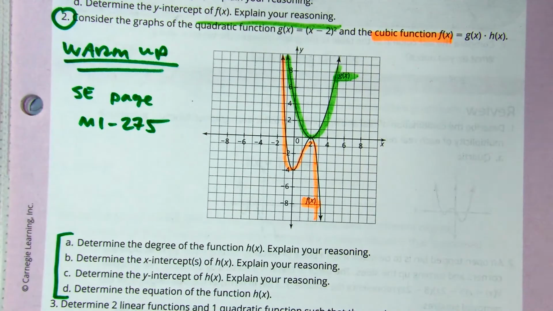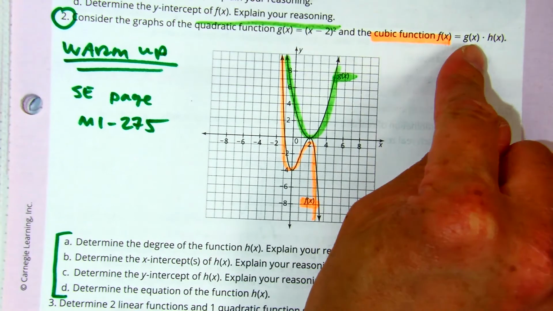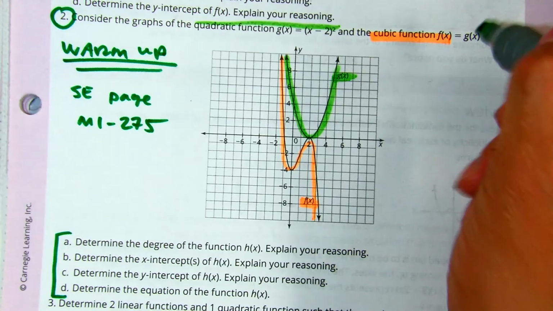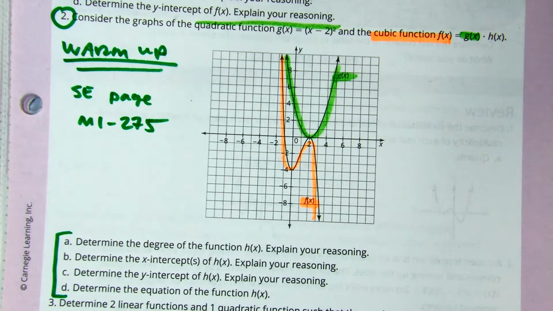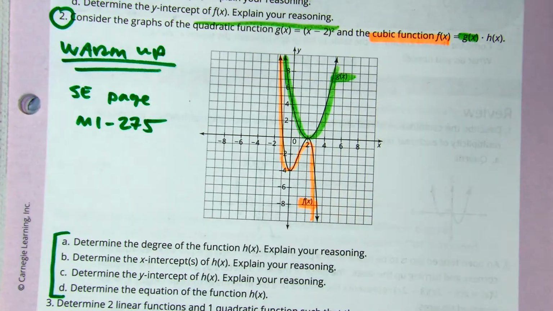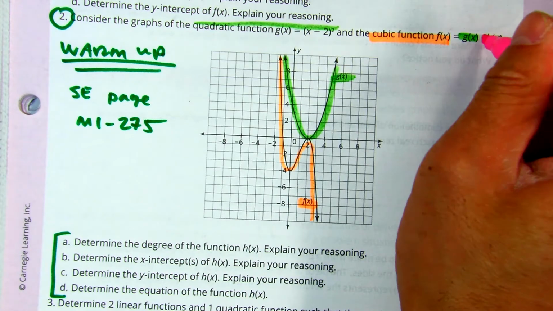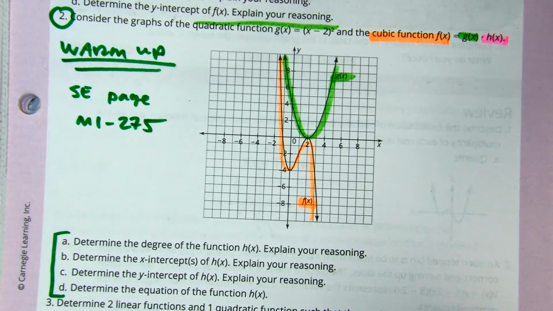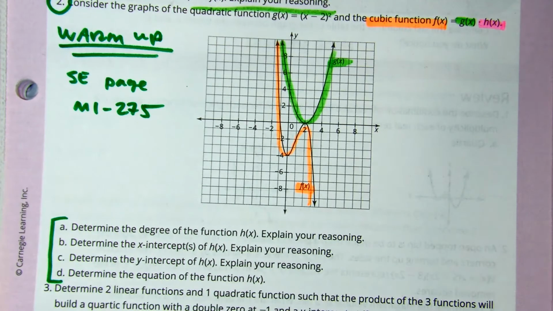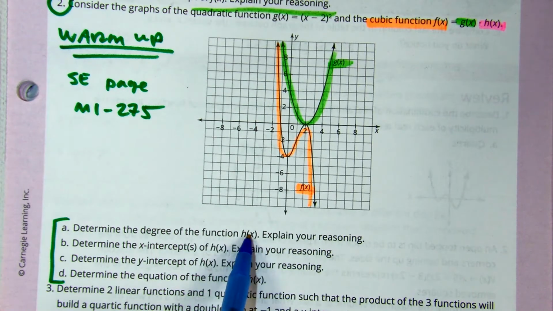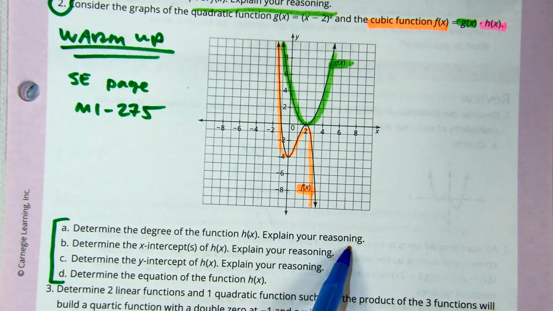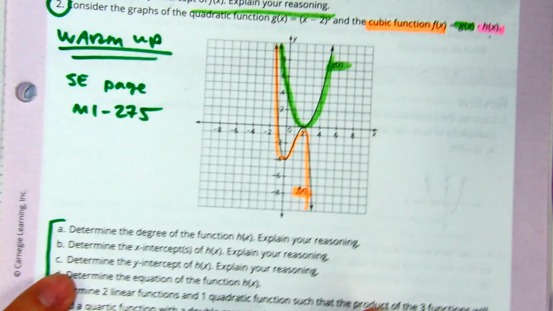Okay, pay attention, then it says g of x was green, and h of x, which we don't have. So I'm going to use a different color so you can visually see that, and it's not on the graph. Determine the degree of h of x. Explain your reasoning. So I want to figure out the pink.